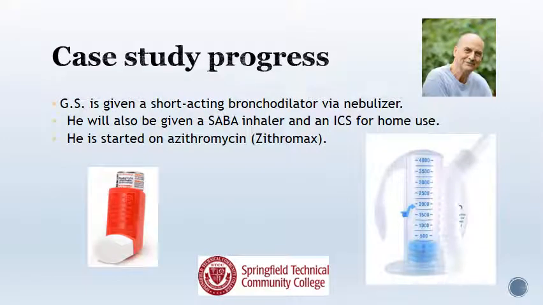So Mr. GS is given a short-acting bronchodilator via a nebulizer. He also is given this short-acting beta agonist inhaler and an incentive spirometer for home use. So here we go. We have this inhaler right over here, and then here's your incentive spirometer. He's also started on Zithromax because, remember, he went and visited his daughter with their 3 kids and probably has a little bit of a bacterial pneumonia going on. So he's going to get Zithromax for that.